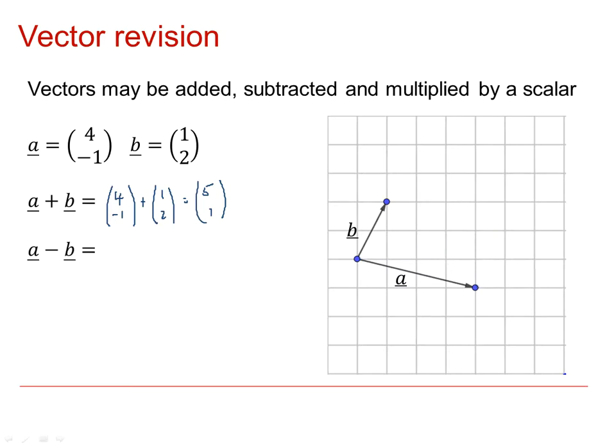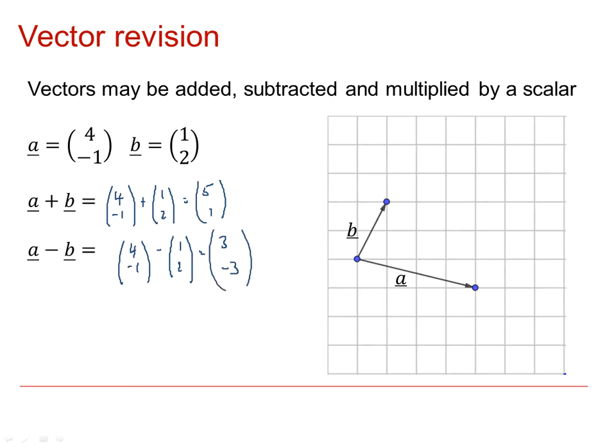If we want A minus B on the other hand, then we have (4, -1), and we have to think about it as being plus the negative of B, but I can write it as just minus (1, 2), and we end up with (3, -3).